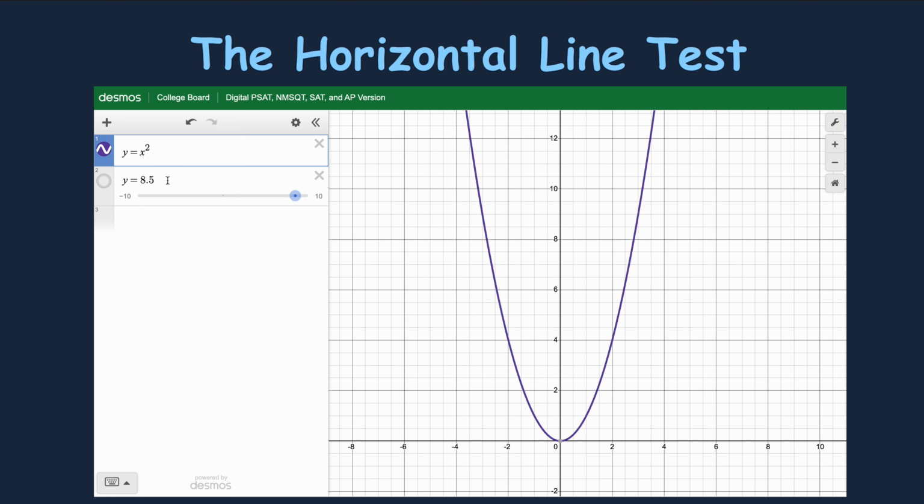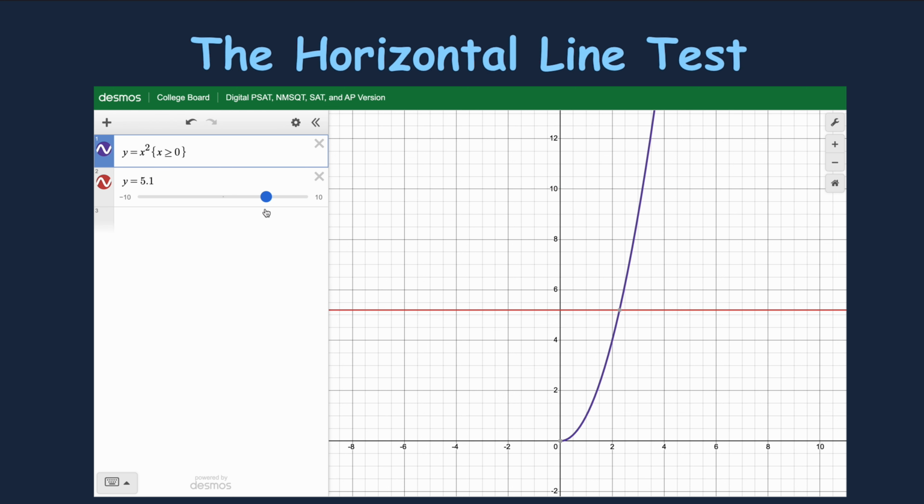But what I can do is I can apply a domain restriction. So I can add a curly bracket here, and I'm going to type in a restriction like I want all of the x values greater than or equal to 0. And so now I see I just have half of this graph. And if I come back and add in my horizontal line here, I see now I'm passing the horizontal line test because I'm only touching the purple graph at one point everywhere up and down this graph. So we're going to be looking at inverses of functions that have some kind of restriction like this.